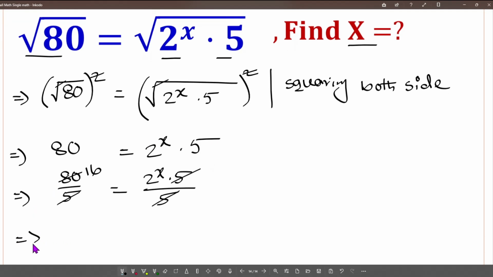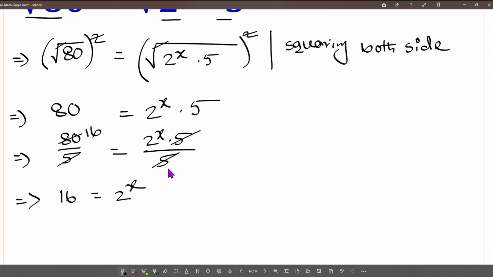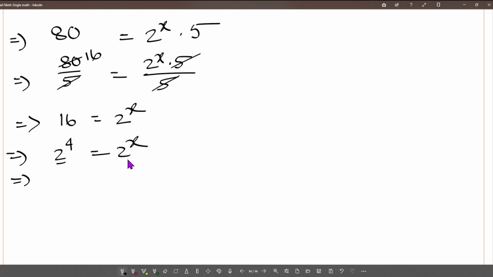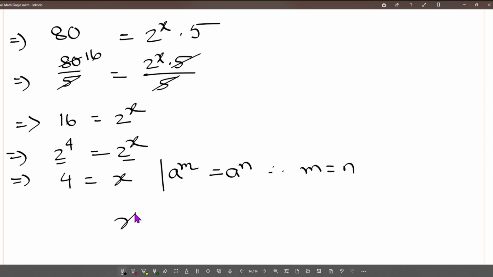So 16 equals 2 to the power x. Now what next? We can write 16 as 2 to the power 4, and here is 2 to the power x. We know that once the bases are the same, here 2 and 2, the powers will be equal. So 4 equals x. We can write that a to the power m equals a to the power n means m equals n. So our answer is x equals 4.